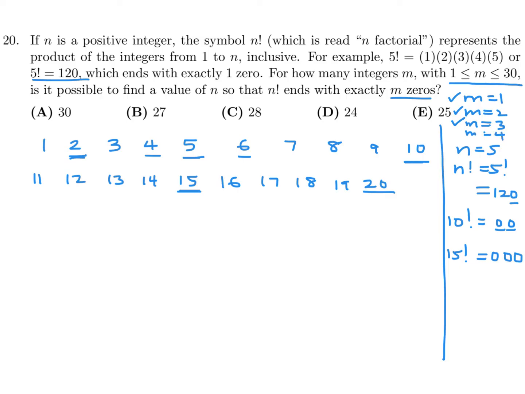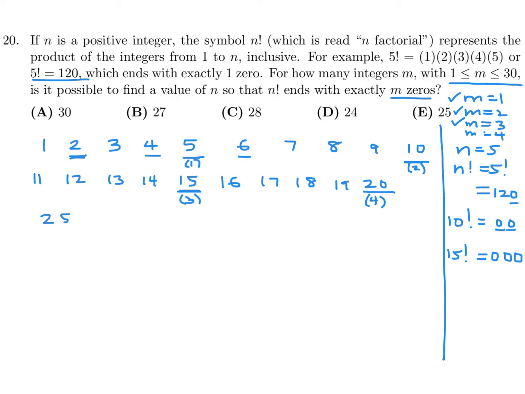So what I'm going to do is put how many zeros I get by the time I get to each of these numbers. Do you understand what I'm doing there? So m equals 4 we got by getting to 20. Okay, because I'm only interested in multiples of 5 and 10, I'm only going to write those in. So the next one will be 25.